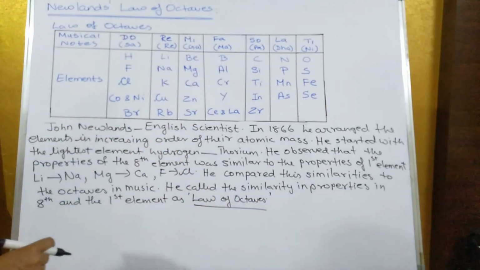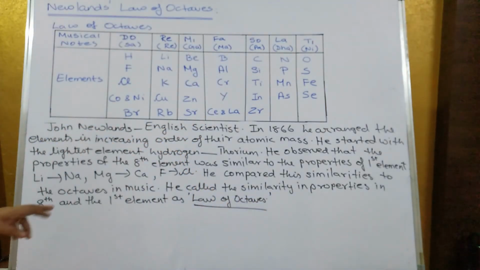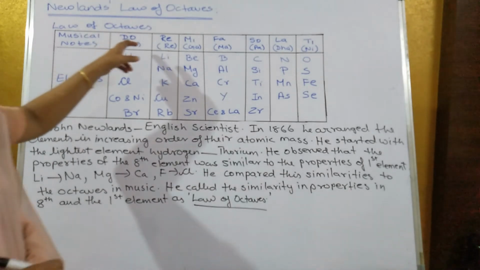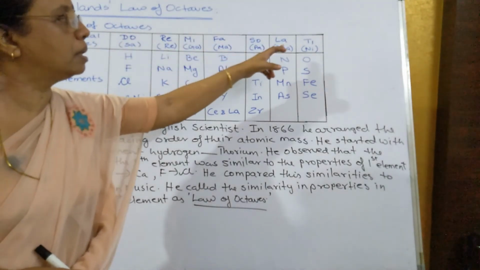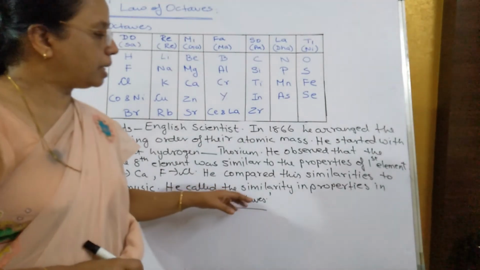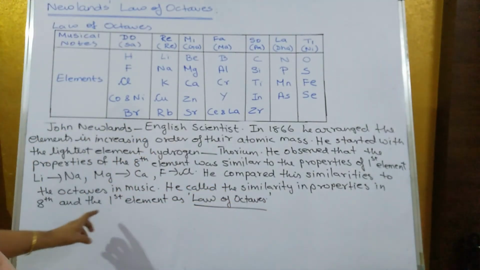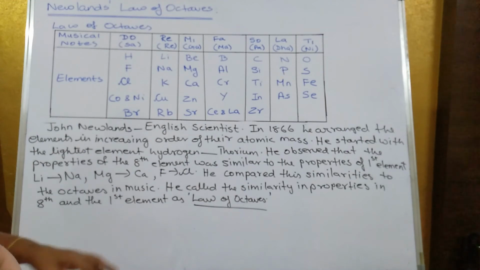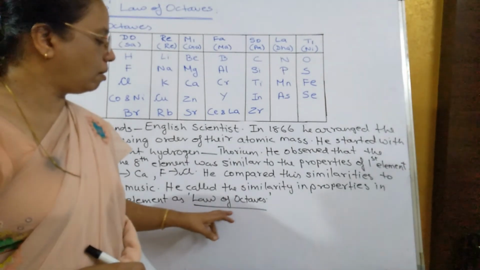तो उसने इस सिमिलैरिटी को किसके साथ कंपेयर किया? ऑक्टेव्स इन म्यूजिक. ऑक्टेव्स इन म्यूजिक का मतलब क्या है? जैसे कि 7 सुर है इंडियन म्यूजिक में, सा रे ग म प ध नी, इसको बोलते हैं ऑक्टेव्स इन म्यूजिक. और ही कॉल्ड द सिमिलैरिटी इन प्रॉपर्टीज. आठवां और फर्स्ट एलिमेंट का जो सिमिलैरिटी इन प्रॉपर्टीज है उसको क्या नाम दिया? लॉ ऑफ ऑक्टेव्स.